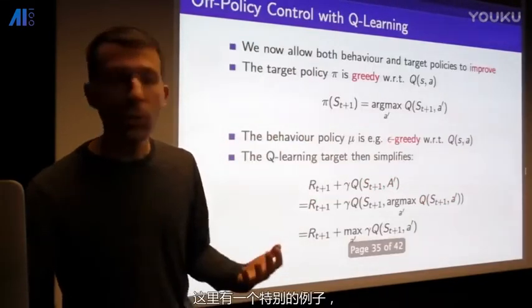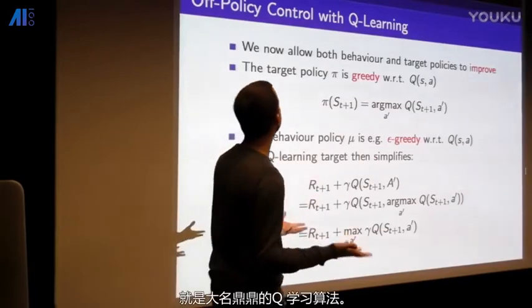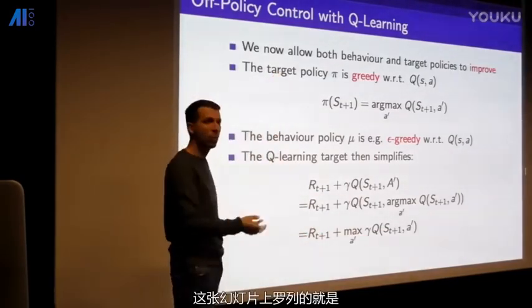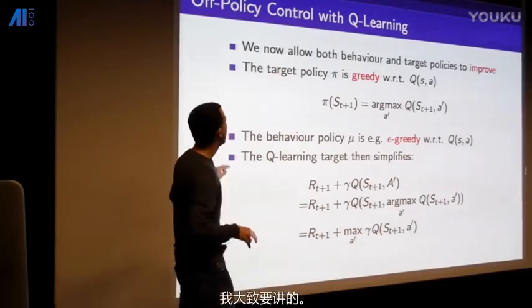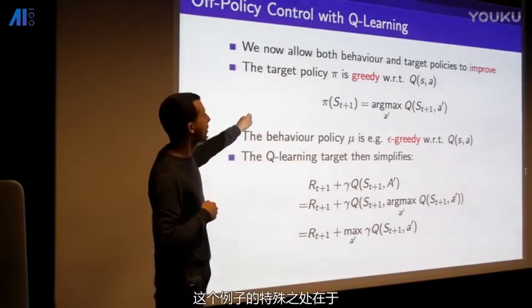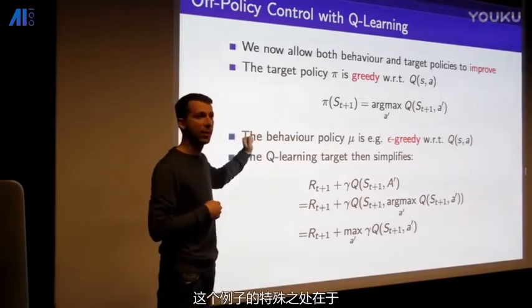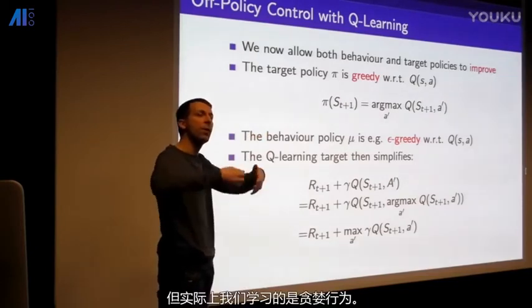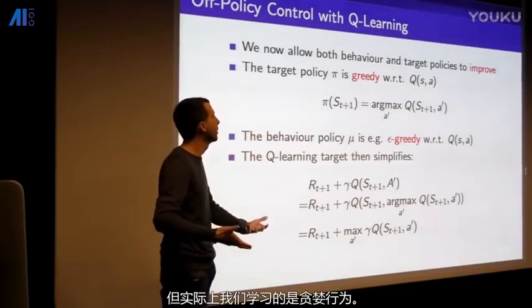Now, there's a special case of this, which is the well-known Q-learning algorithm. So if you hear about the Q-learning algorithm, essentially it is what we're going to talk about in this slide. It's a special case where the target policy is a greedy policy. So this is the special case where we're trying to learn about greedy behavior while we're following some exploratory behavior.